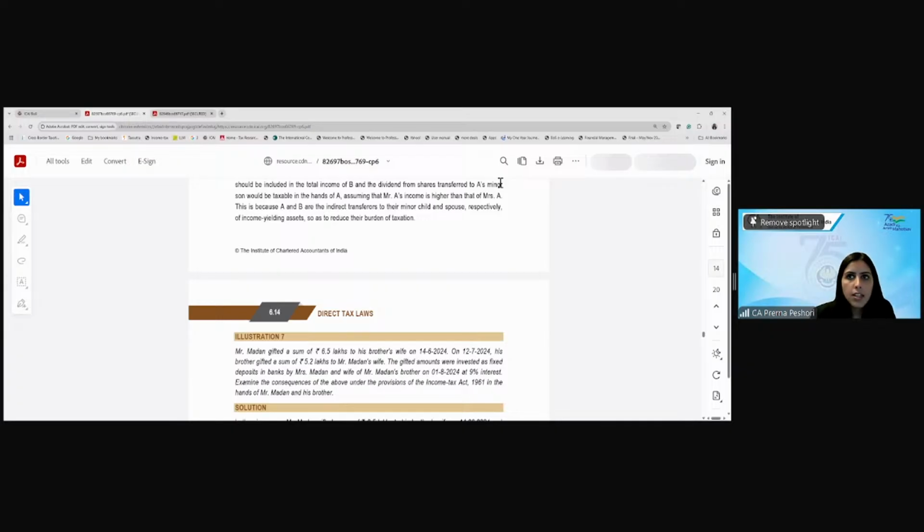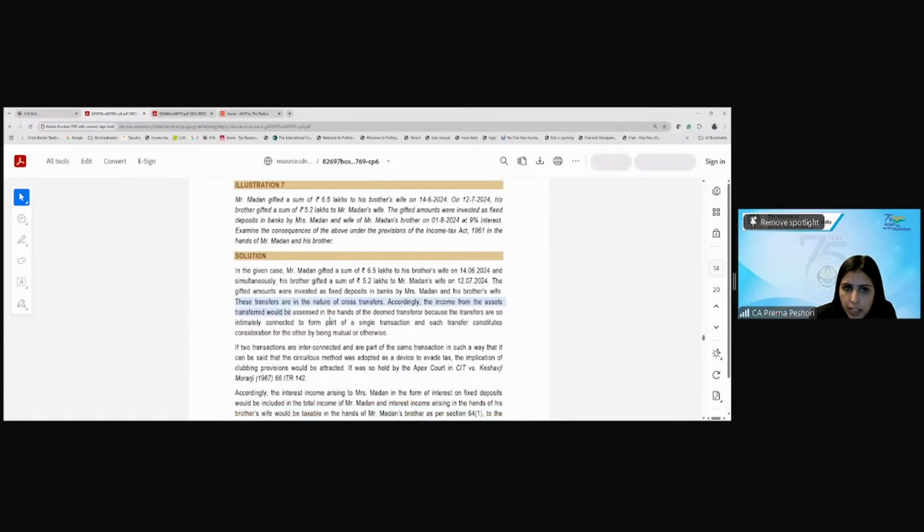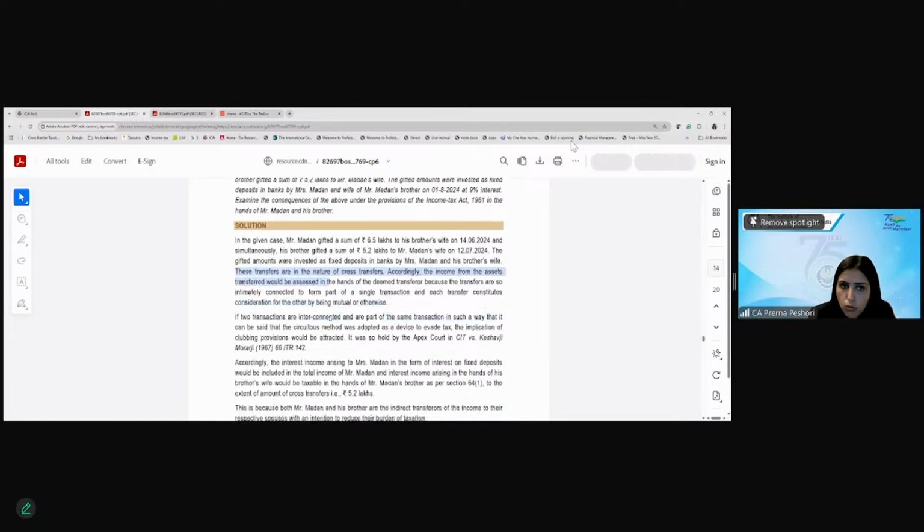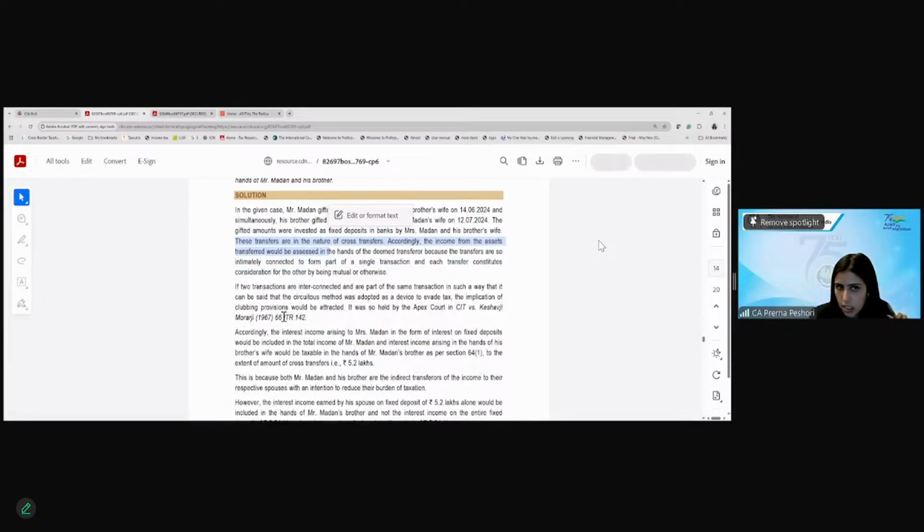No problem. So here is where you will make a mistake in the exam. You have to write the proper wordings. The problem with the examination, why we do not get marks, is that we don't reproduce the words that are required. What is required is required; there's no exception. You cannot write it in simple language. You have to use the words that this is an intimately connected transaction forming part of a single transaction, and the consideration is mutual for each of the transfers. If the two transactions are interconnected and are part of the same transaction in such a way that it can be said that a circuitous method was adopted as a device to evade the tax, the clubbing will get attracted.